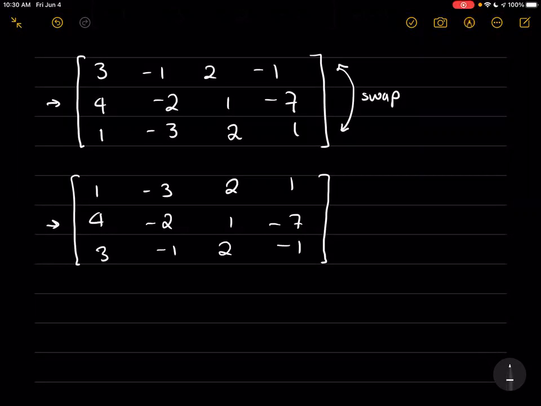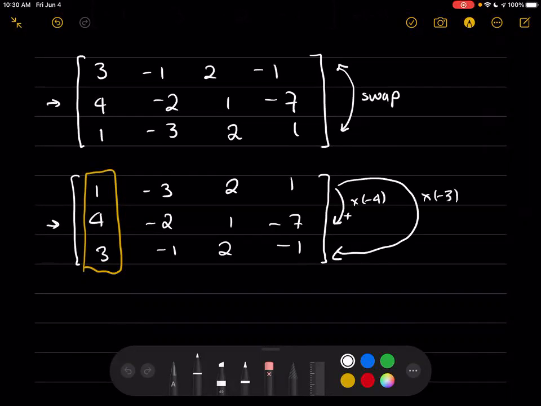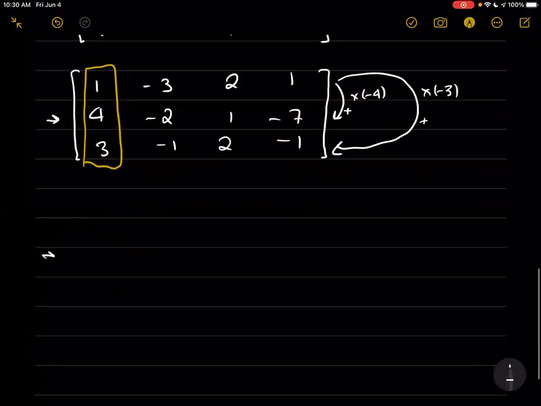Okay, so now we can begin the real work. We want to look at this first column. We want to eliminate that 4 and that 3. So to do so, what I'm going to do is multiply this top row by -4 and add it to the second row. And then I'm going to multiply that top row by -3 and add it to the bottom row. And that should eliminate the 4 and the 3 as desired. So go ahead and do that. We get the same thing in the top row.